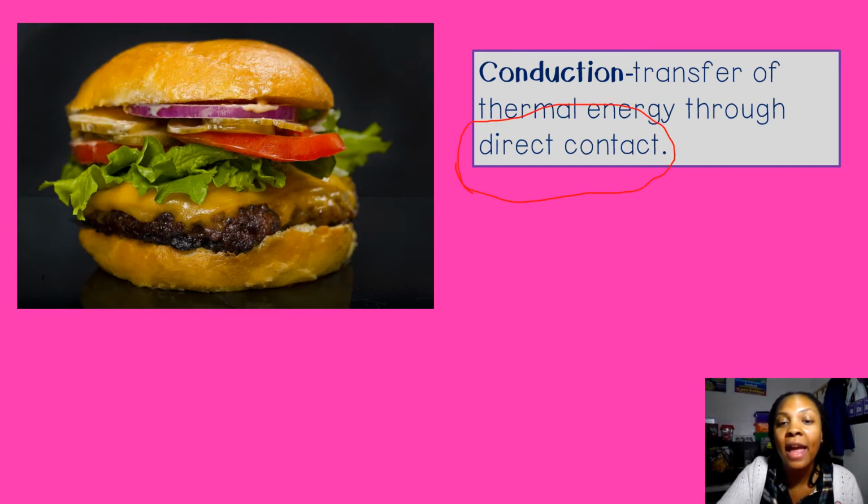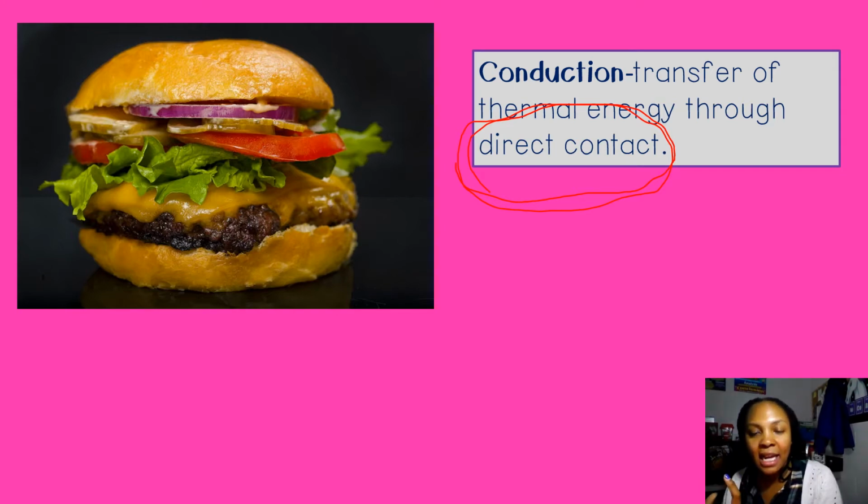So I'm going to circle that. And in your notes, I want you to write conduction, direct contact. So where in our picture, and if we're looking at this hamburger, where is that heat being transferred through direct contact? Where can we see heat being transferred through direct contact?